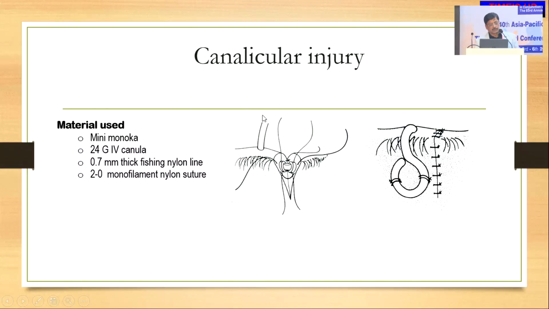canaliculi. So you thread 2-0 catgut or Vicryl in the canalicular end, and then just thread and give a stay suture, and then we'll write a good letter to Dr. Ravi Ranjan to make it better.